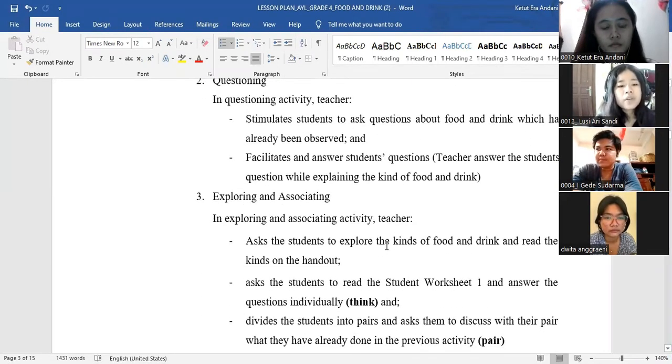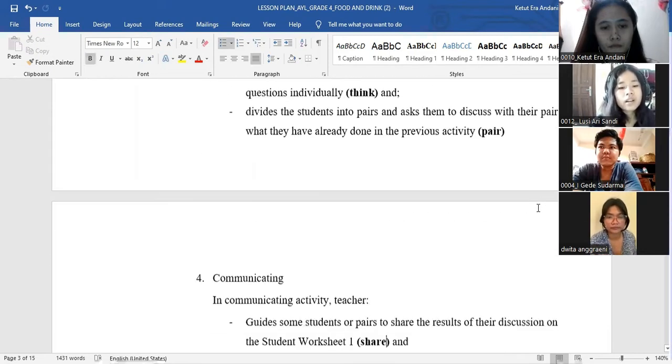Number 3, exploring and associating. In the exploring and associating activity, the teacher asks the students to explore the kinds of food and drink and read the kinds on the handout. Ask the students to read student worksheet 1 and answer the questions individually. Think, then divide the students into pairs and ask them to discuss with their pair what they have already done in the previous activity.